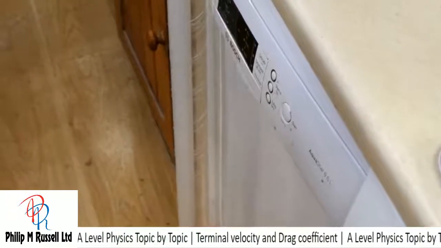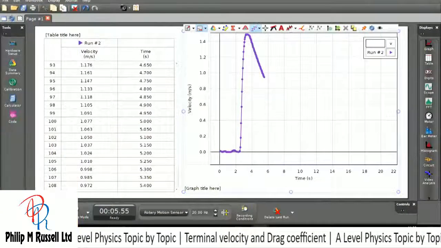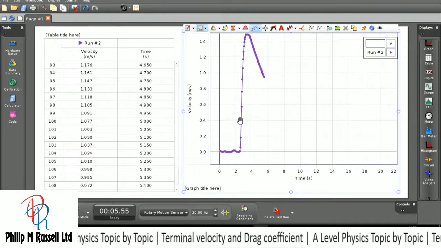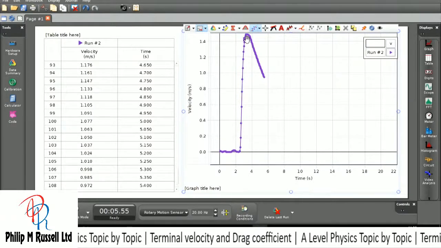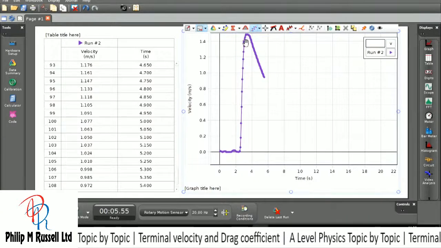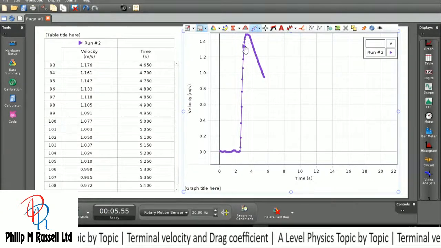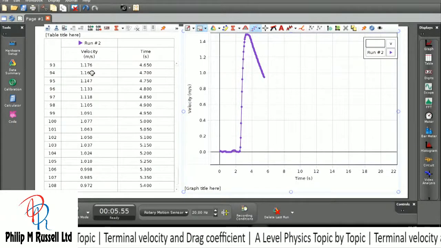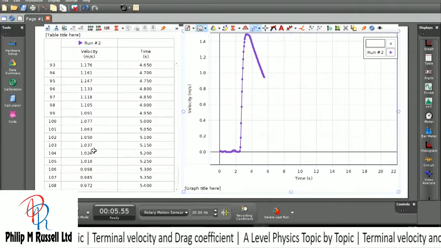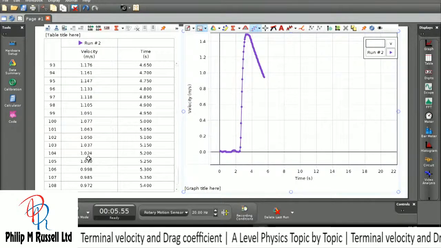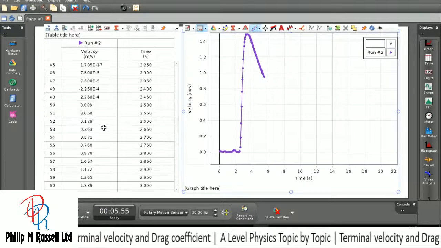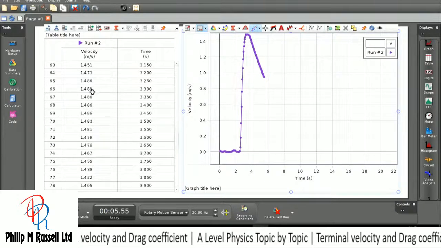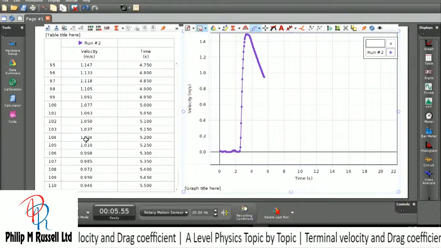Let's have a look and see what we got. Well, we've certainly got the velocity increasing, and then not doing much else. We are not reaching a terminal velocity here. We can see that gradually our velocity is getting gradually slower. Looking at the figures here, when we sort of started, it's about 1.4, 1.3, 1.2, 1.1, 0.9.